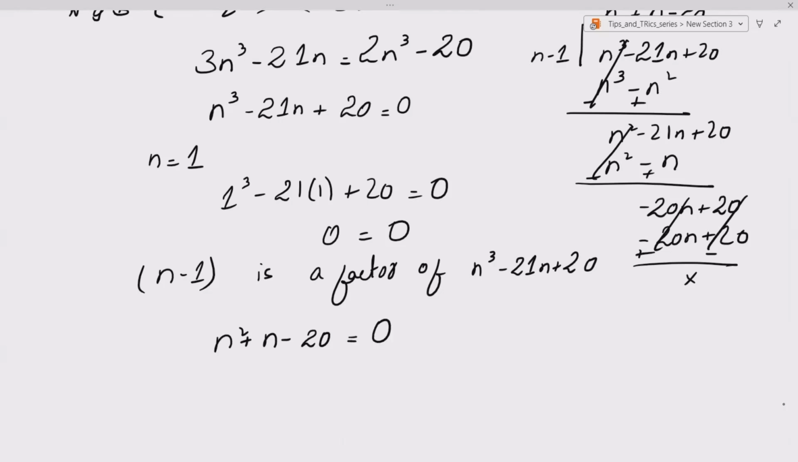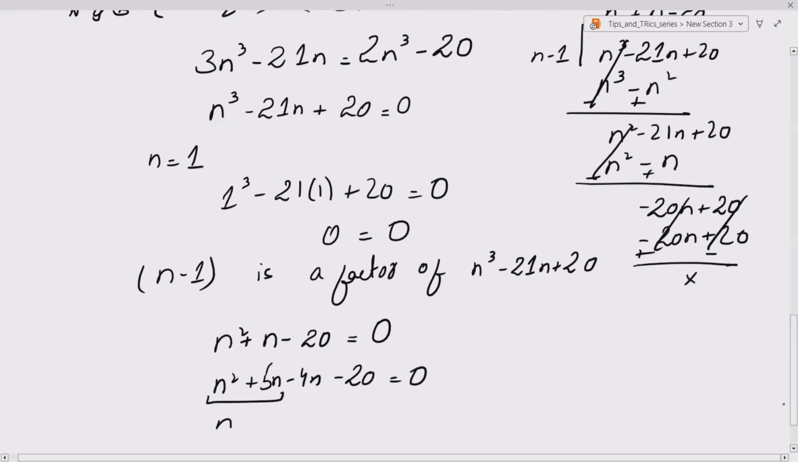We can figure out its roots. So we have n square plus n minus 20. I am using the factorization method. I can write n as 5n minus 4n, since 5 times 4 is 20. So n square plus 5n minus 4n minus 20 equals 0. From here I can take n common, so I get n plus 5, and from here I take minus 4 common, so I get n plus 5 equals 0.